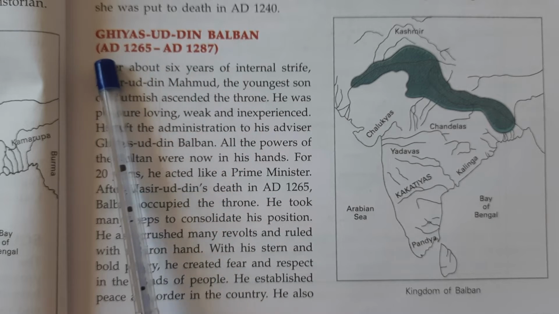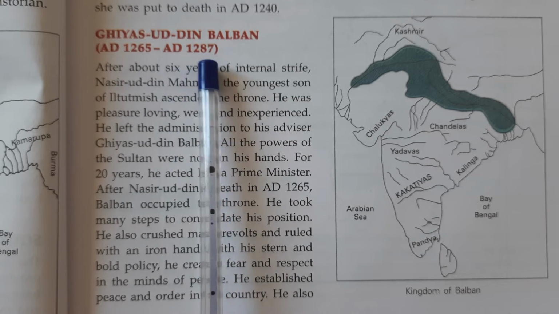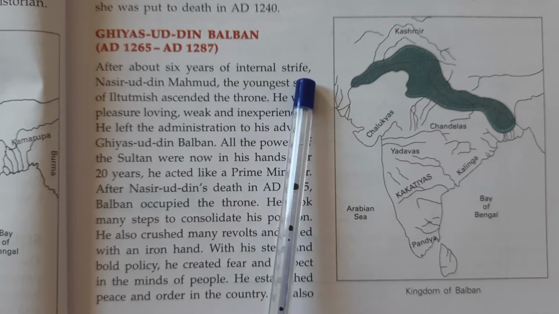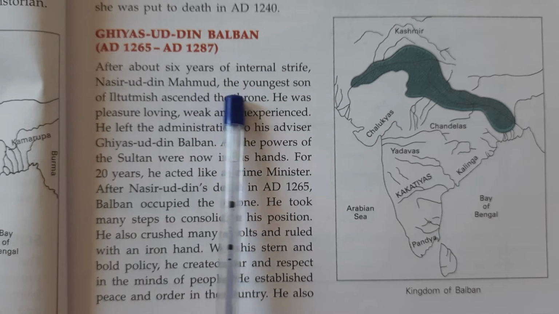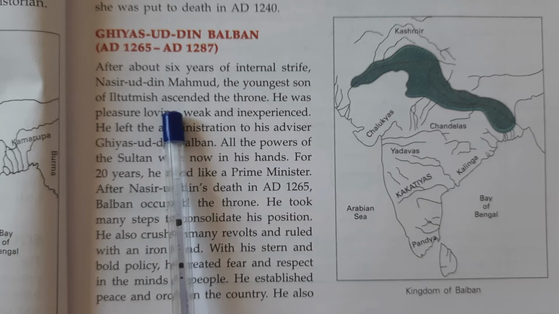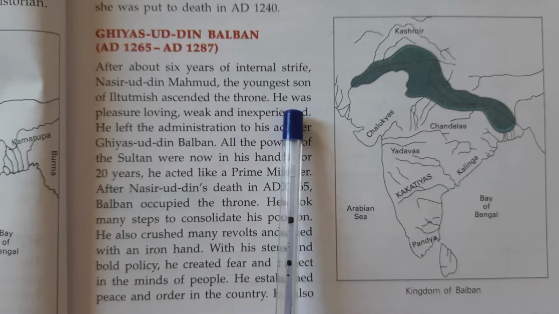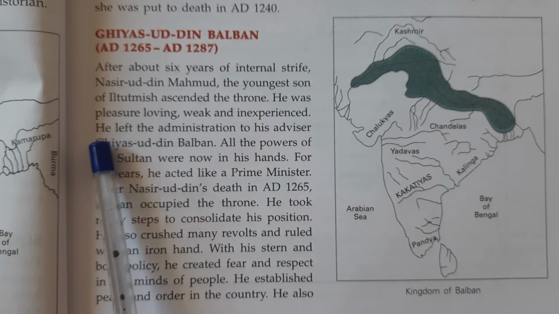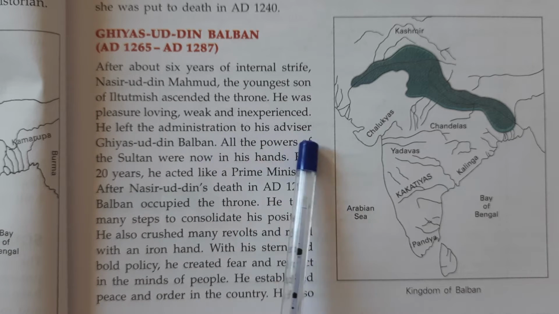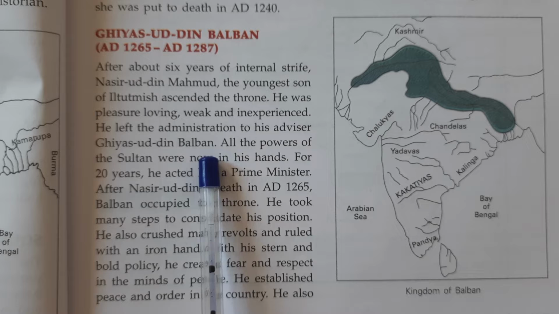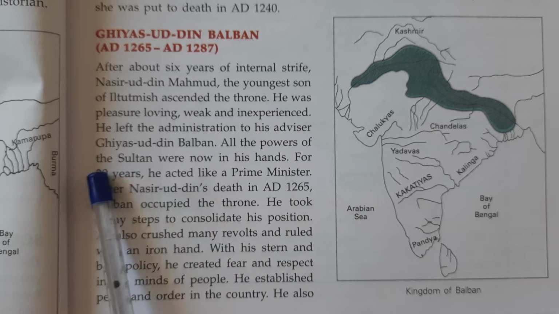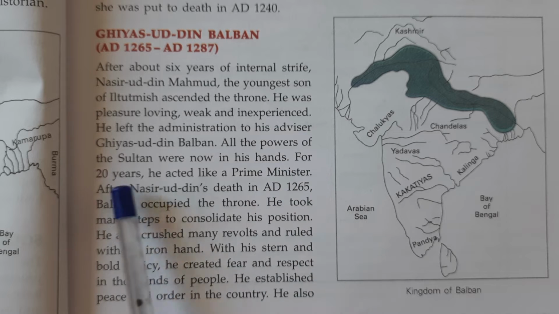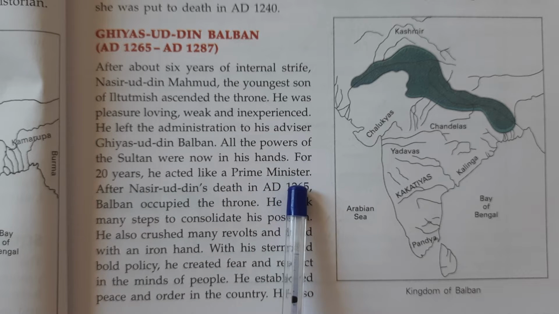Ghiyasuddin Balban, AD 1265 to AD 1287. After about 6 years of internal strife, Nasiruddin Mahmud, the youngest son of Iltutmish, ascended the throne. He was pleasure-loving, weak and inexperienced. He left the administration to his advisor Ghiyasuddin Balban. All the powers of the Sultan were now in his hands. For 20 years he acted like a prime minister.